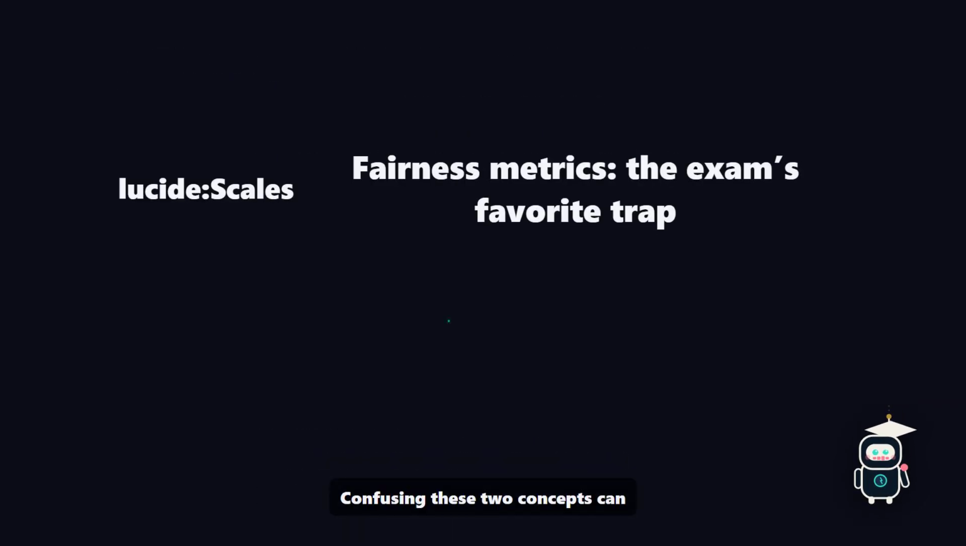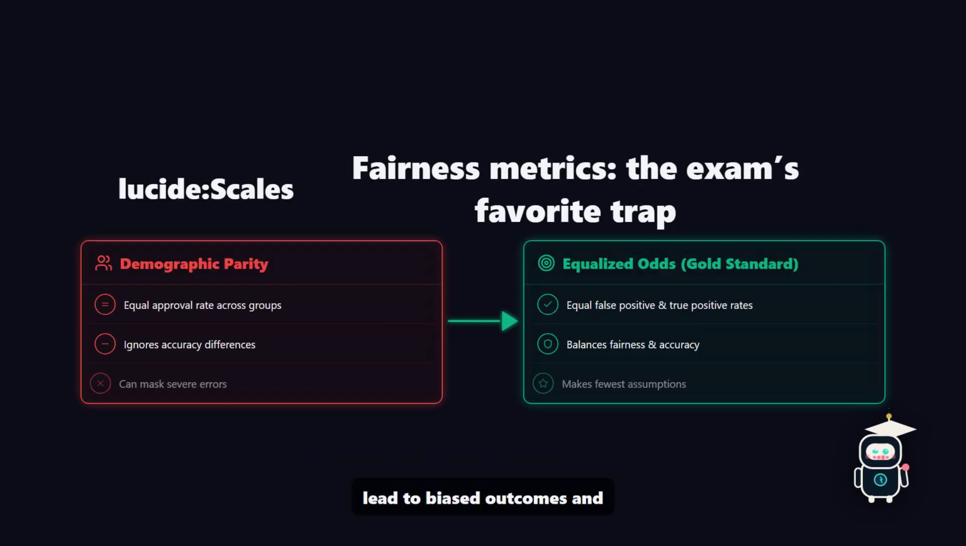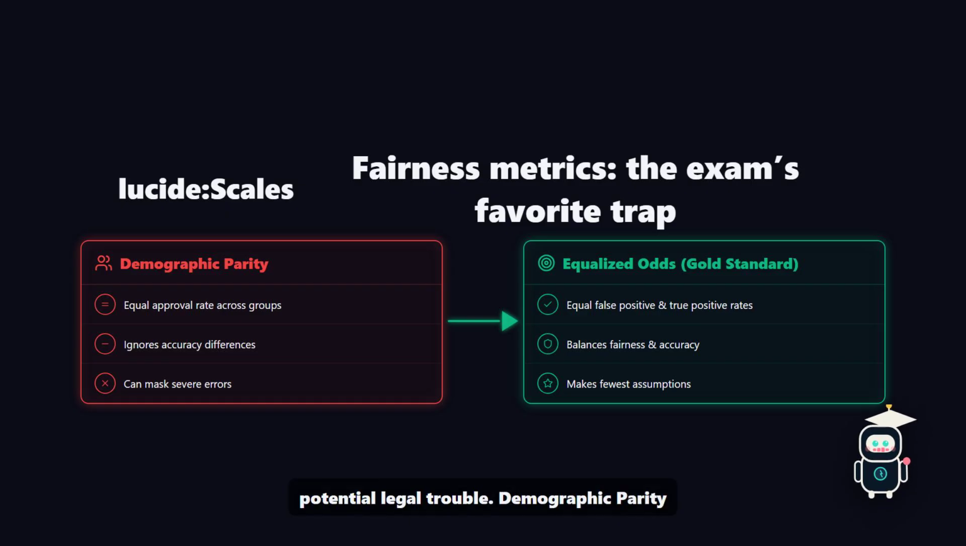Confusing these two concepts can lead to biased outcomes and potential legal trouble. Demographic parity focuses on equal positive decision rates across groups, regardless of accuracy. Equalized odds goes further. It demands equal error rates, balancing fairness with real predictive performance. When the exam asks which metric is most robust or makes the fewest assumptions, equalized odds is the gold standard.